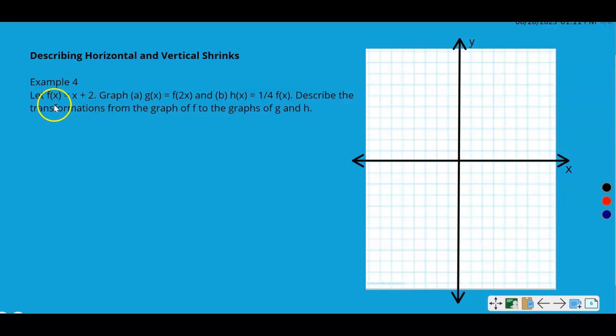I want you to try this on your own and then come back and see if you got the correct answer. So f of x equals x plus 2, and then g of x equals f of 2x. So you get to choose your values in your table. What makes sense if you're going to be multiplying by 2? All right, also go ahead and do B part. h of x equals 1/4 times f of x. What numbers do you want to choose to make it easy to multiply by 1/4? I would choose multiples of 4 if it were me. All right, I will see you shortly with the solutions.